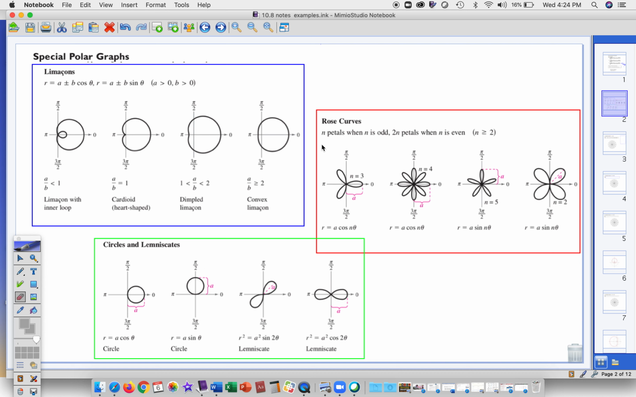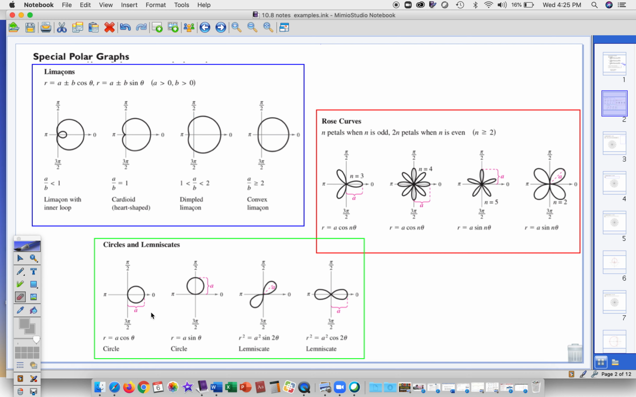Rose curves. We have n petals when n is odd, and 2n petals when n is even. Here's the form r equals a cosine n theta. When n is 3, we've got 3 petals. Here, n is 4, we've got 8 petals. And again, notice that symmetry over the polar axis. When it's a sine n theta, here n is 5, we've got 5 petals. Here n is 2, we've got 4 petals. And again, notice the symmetry over the line theta equals pi over 2.